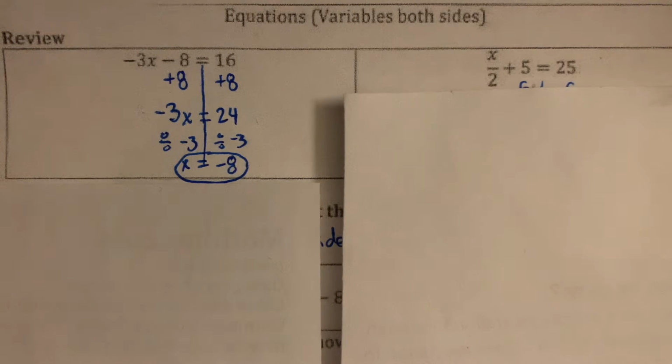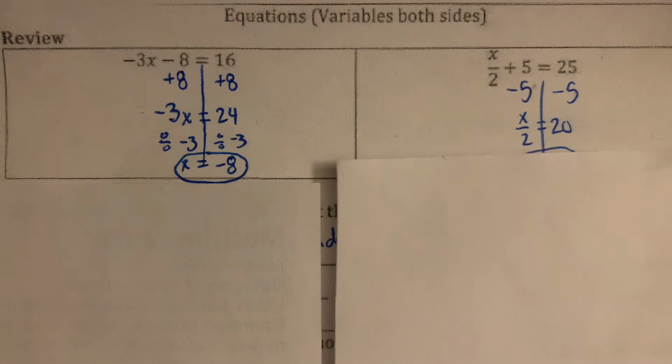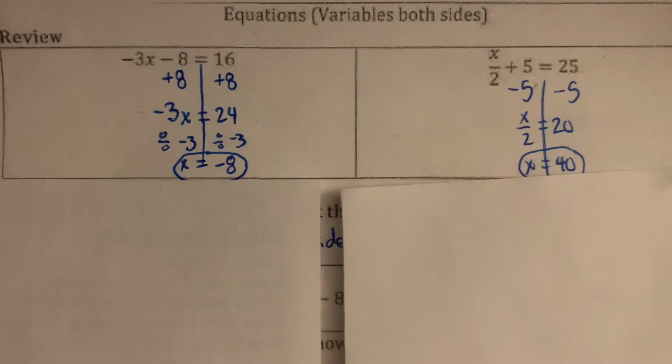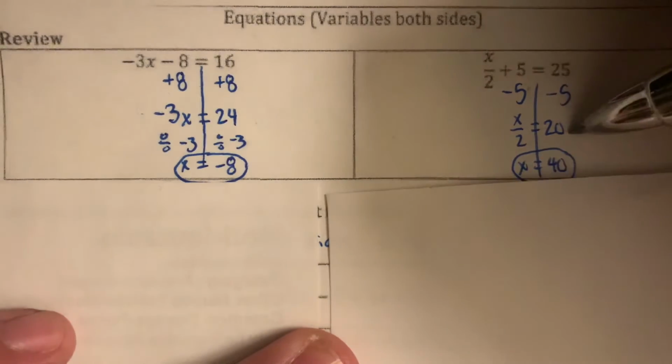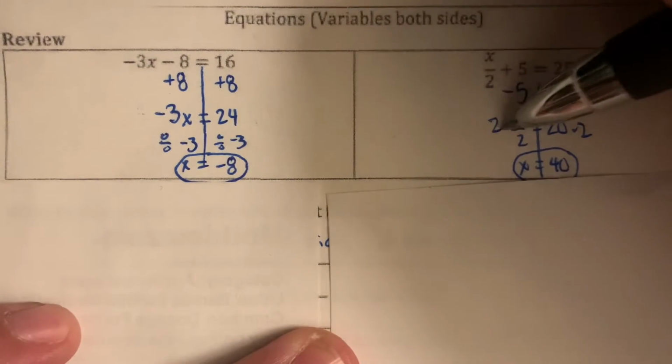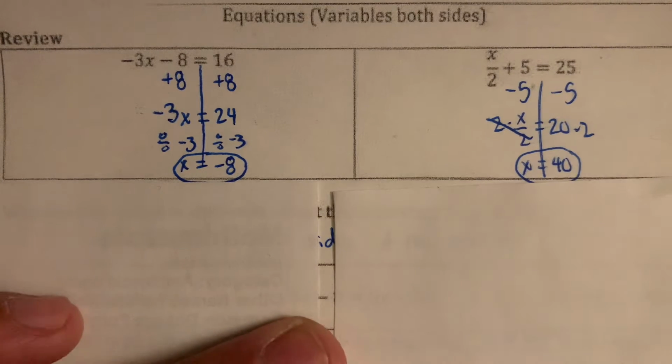If we have x over 2 plus 5 equals 25, we subtract 5 from both sides. The 5 cancels out. We get x over 2 equals 20, and then from here, we want to multiply both sides by 2. We'll multiply this side by 2. We'll multiply this side by 2. Those cancel out, and we get x equals 40.